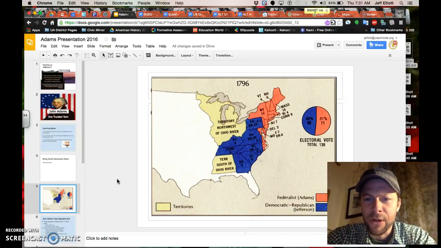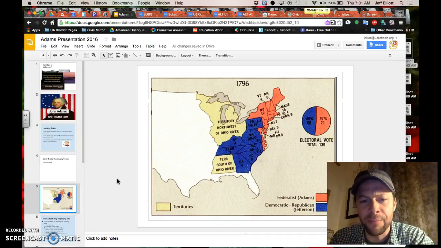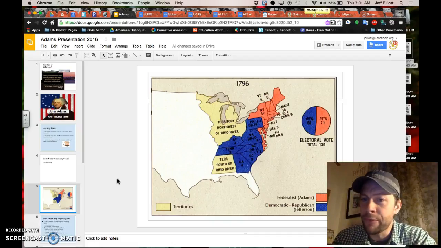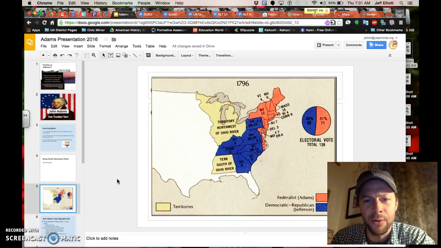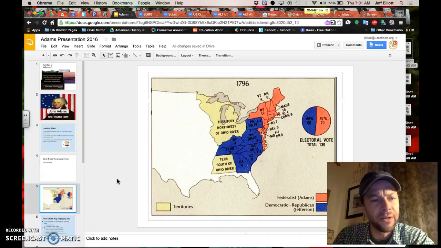Just an interesting picture here about the electoral vote in 1796 that got John Adams the vote. And you can see down below at the picture, he was running against Thomas Jefferson, the Democratic Republican Party. And as you can see, John Adams got the most votes. He got the majority of votes, 71 to Jefferson's 68. Now that's a close electoral college vote, but Adams still carries the day.